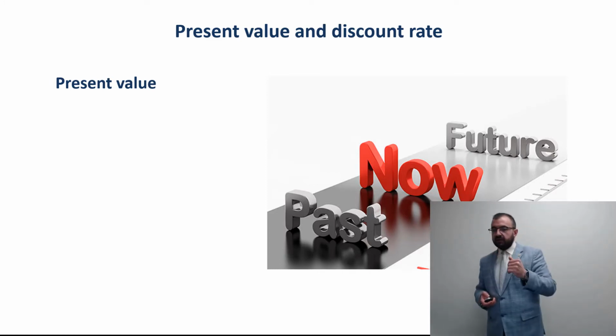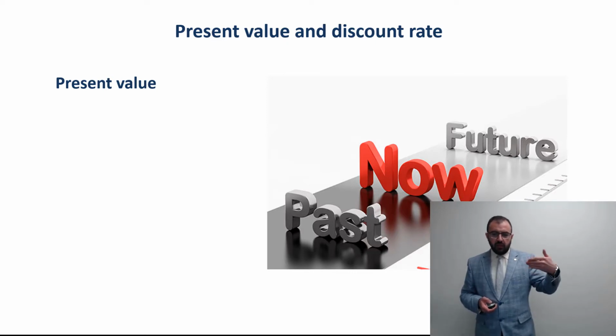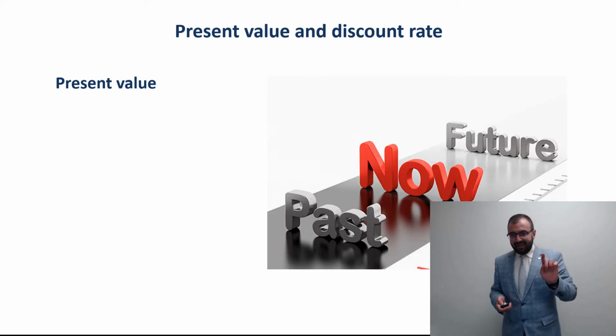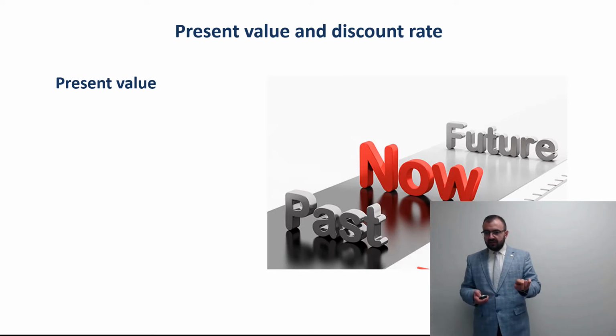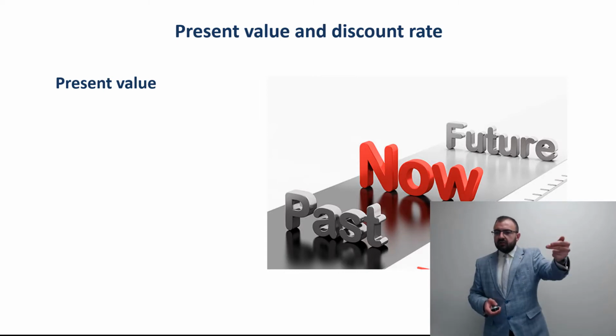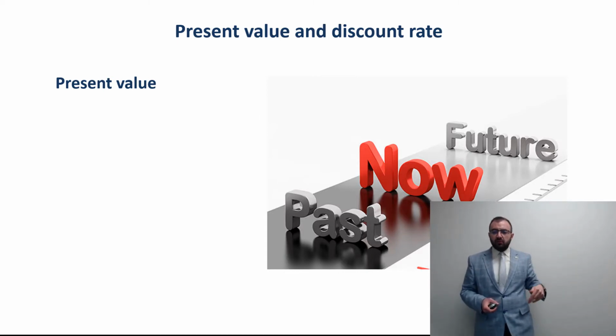In case of the future value analysis, we have the present value, and using the return rate, we arrive to the future value. So we have the present value, we use the rate of return to calculate the future value. In case of the present value analysis, we know what is the future value, and using the discount rate, we calculate the present value. We discount and we understand what is the present value.